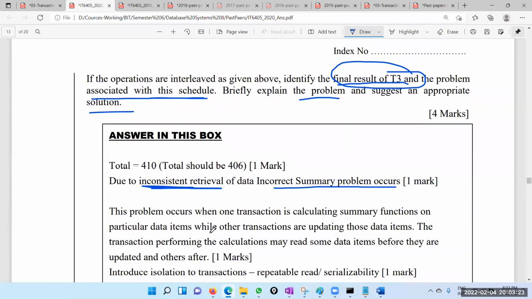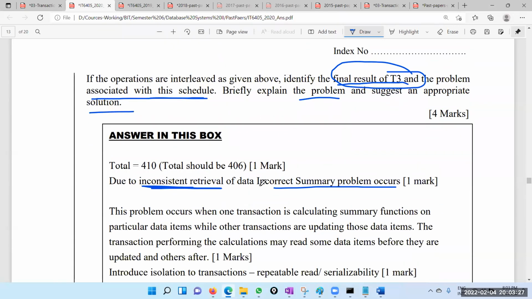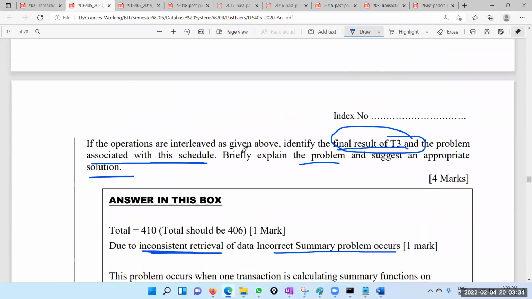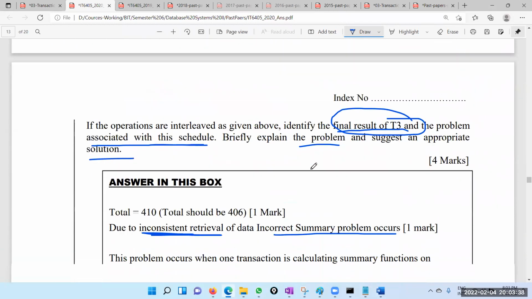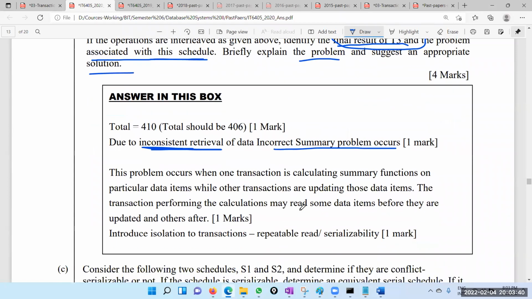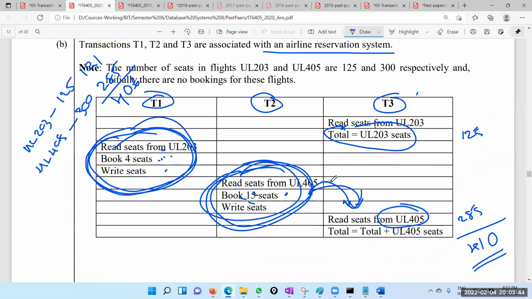So now they ask what the solution is also. Suggest an appropriate solution. You have to go for a serializable schedule, because this is not a serializable schedule. That is the issue. You have to go for a serializable schedule. Now let's see whether this is not a serializable schedule.